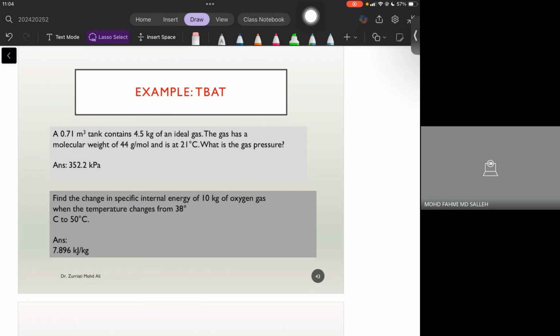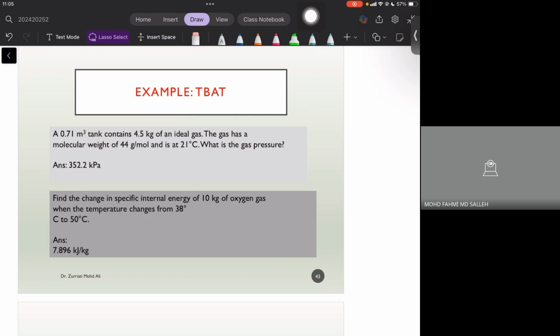Okay, hi everyone. So let's proceed with all the examples for Tbat. Let's have a look at the first question over here. A 0.71 meter cube tank contains 4.5 kilogram of an ideal gas. The gas has a molecular weight of 44 gram per mole and is at 21 degrees Celsius. So what is the gas pressure?